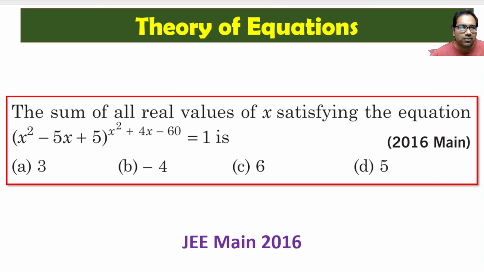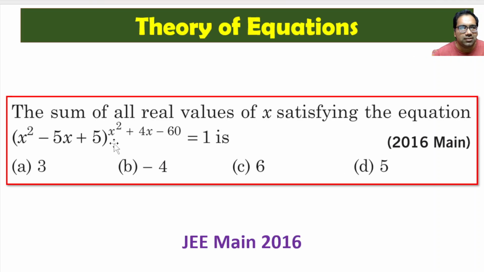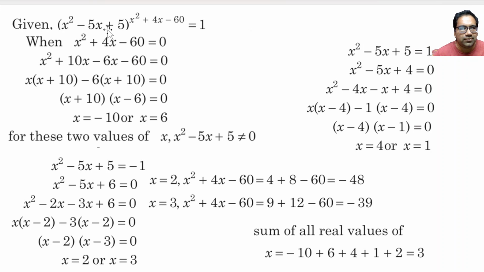Okay. So now we are concerned about real values. Let us go ahead and try to find what is x for each of these three cases. Here a is this and b is this. Case 1: b equals 0 and a not equal to 0. So x square plus 4x minus 60 is equal to 0 and x square minus 5x plus 5 is not equal to 0. That is our case 1.